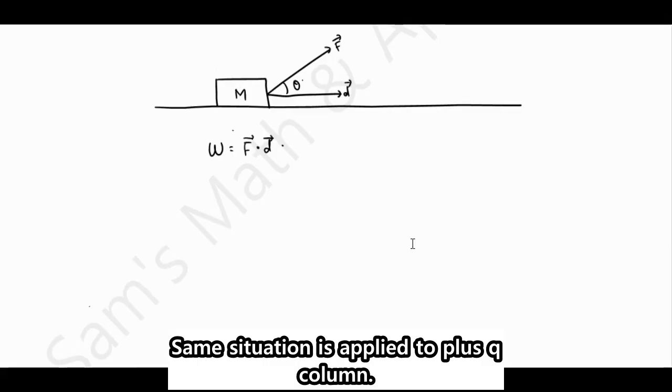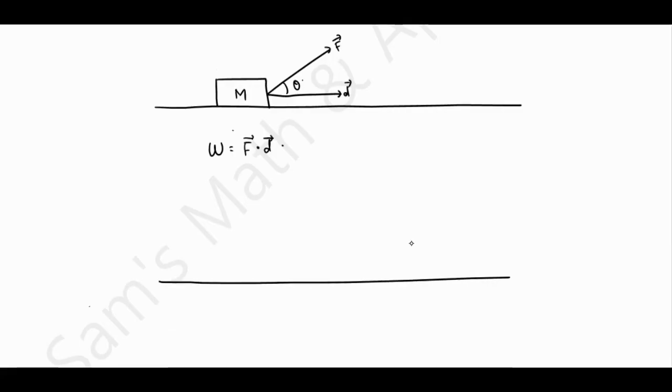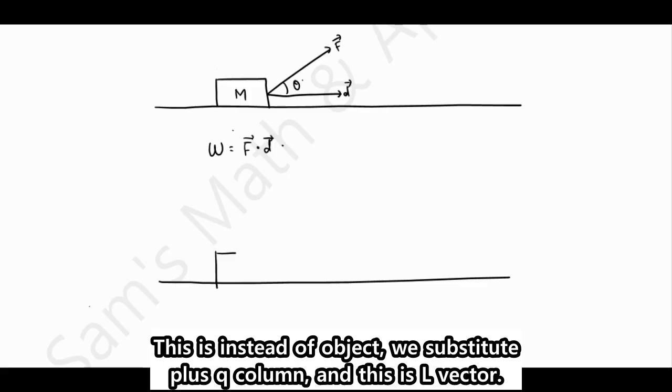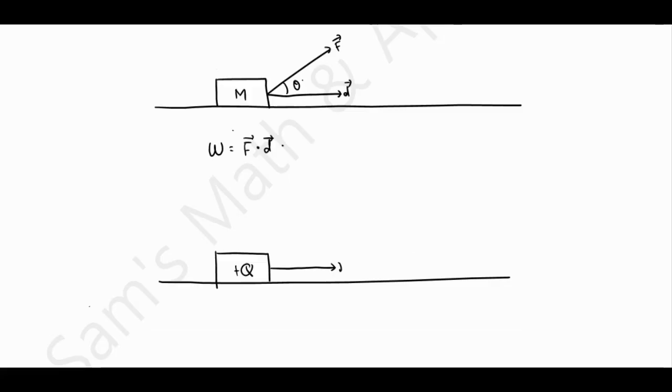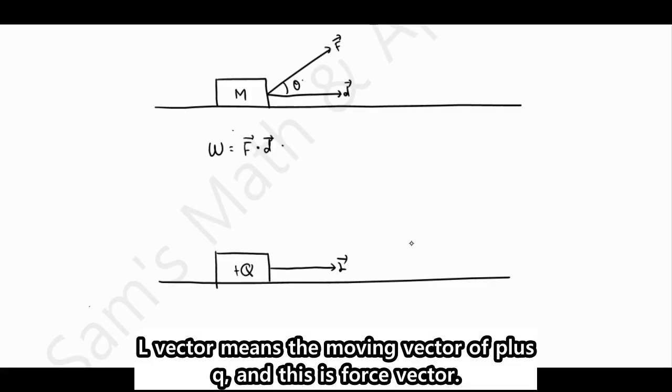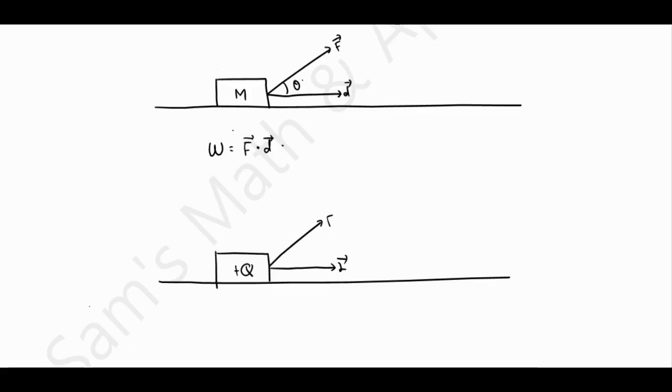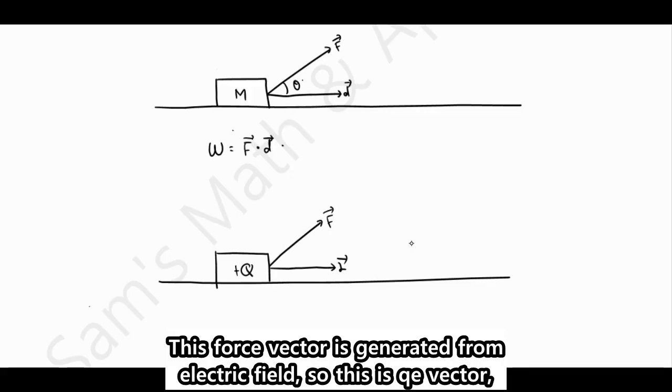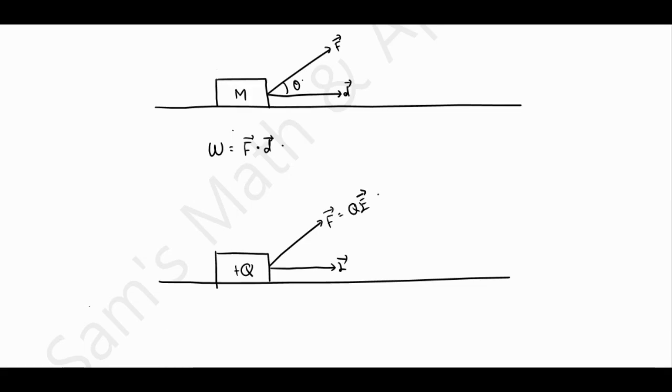The same situation applies to plus q coulomb. Instead of the object we substitute plus q coulomb, and this is the L vector. The L vector means the moving vector of plus q, and this is the force vector. This force vector is generated from the electric field, so this is q E vector.